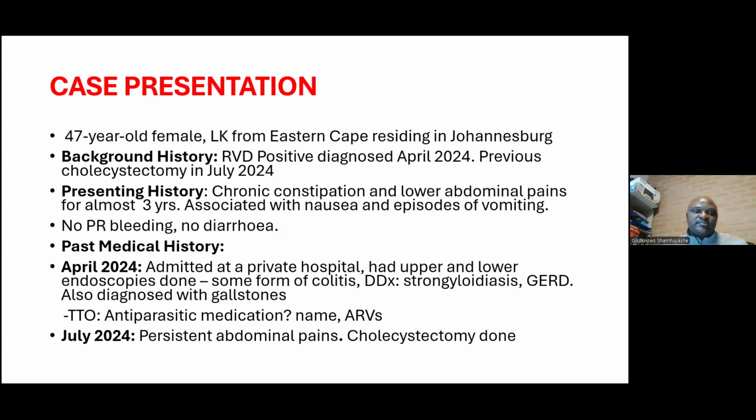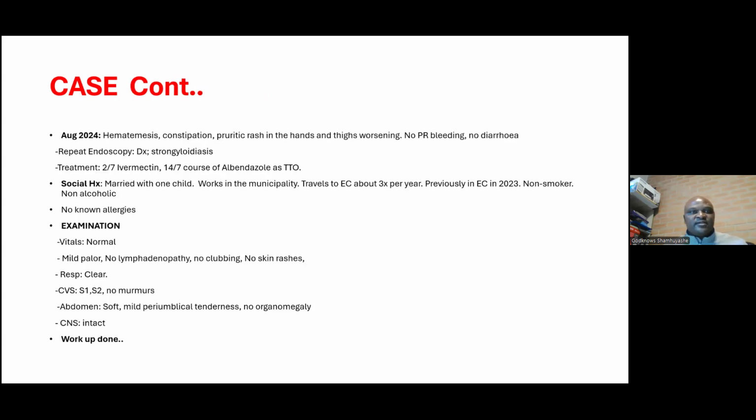Last year, again in July, she presented at the same hospital with persistent abdominal pains, and she had a cholecystectomy done, but this did not resolve. In August, she had hematemesis, constipation, and a pruritic rash on the hands and thighs, which was worsening. There was no PR bleeding or diarrhea. A repeat endoscopy was done, which confirmed the diagnosis of strongyloidiasis. She was given treatment for 2 days with ivermectin and also a 14-day course of albendazole as an outpatient.